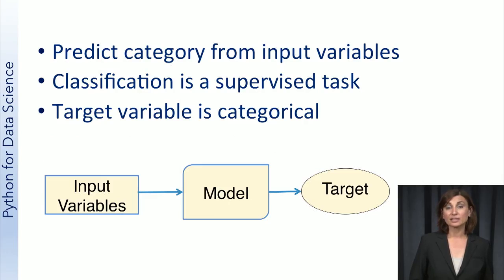In summary, in classification, the model has to predict the category corresponding to the input data. Since the target is provided for each sample, classification is a supervised task. The target variable is always categorical in classification.